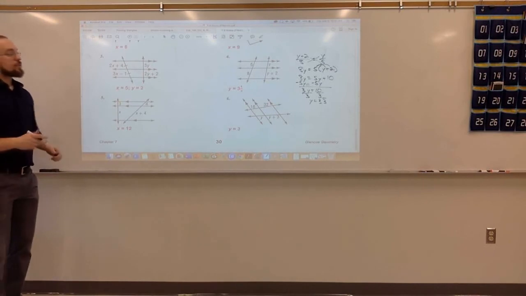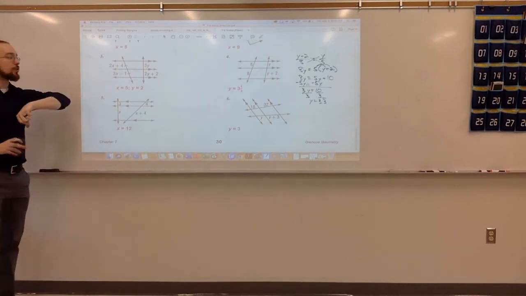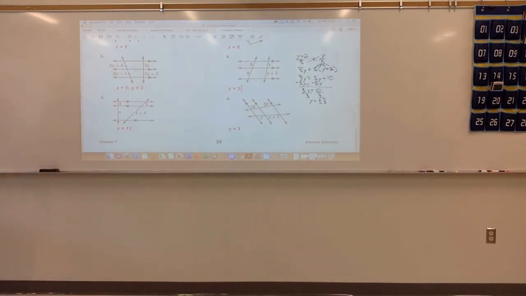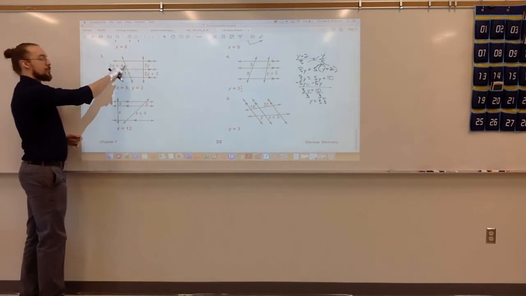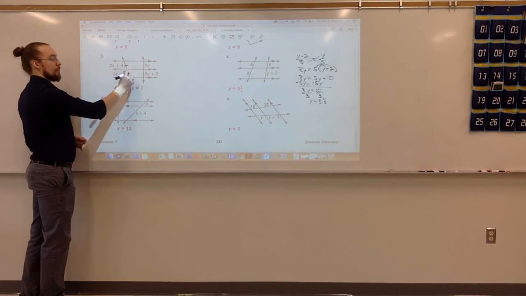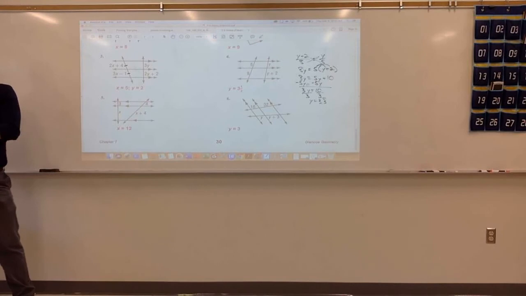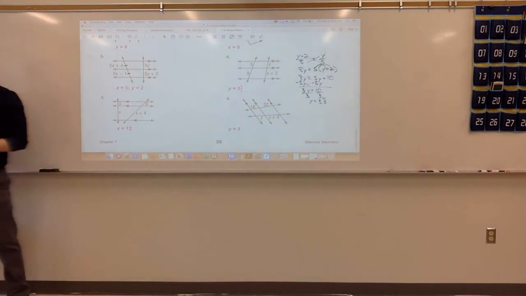So, I want to do one more before we get out of here. We're going to take a look at number 3. If we look at number 3, we've got x's and y's all over the place. What I need to do first to solve a problem like this is notice that I'm told that these two segments are equal to each other.